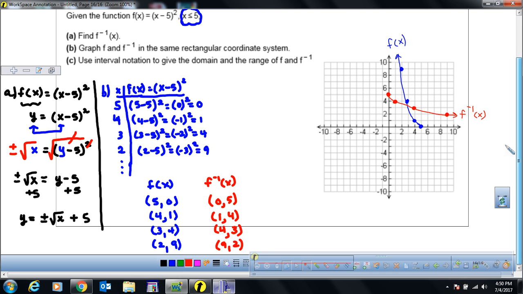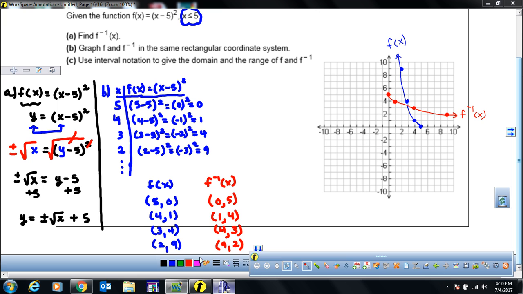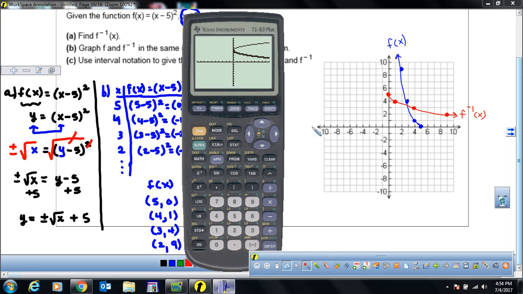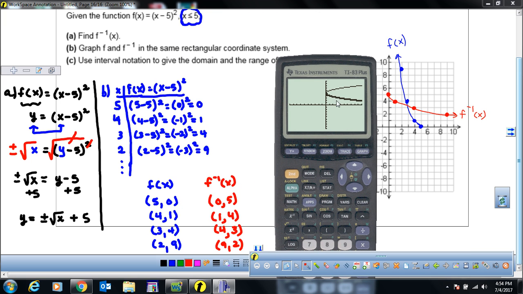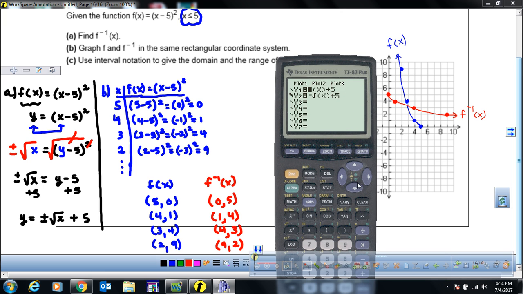Okay. Now, the only thing I'm concerned about is the two pieces. You see on the inverse that we graph, that's all we see. Which is the only piece that we see on the inverse function? Do we see the top or the bottom piece? It is only the bottom piece. So, which one creates the bottom piece? It is the negative square root.